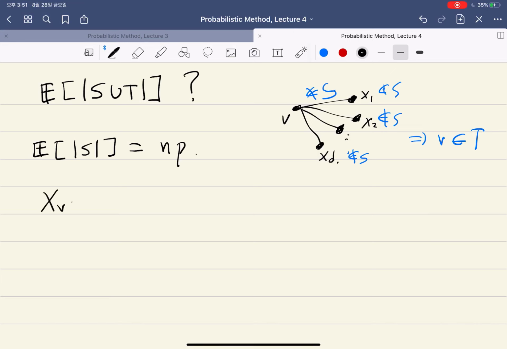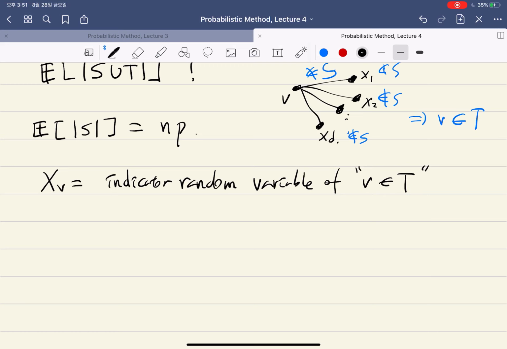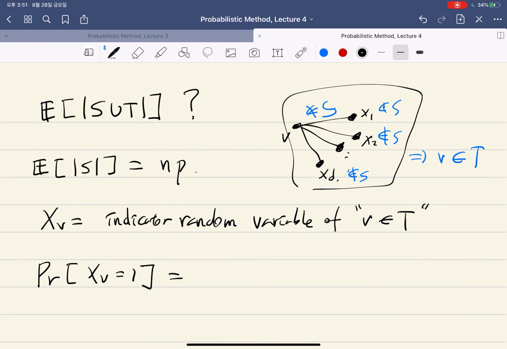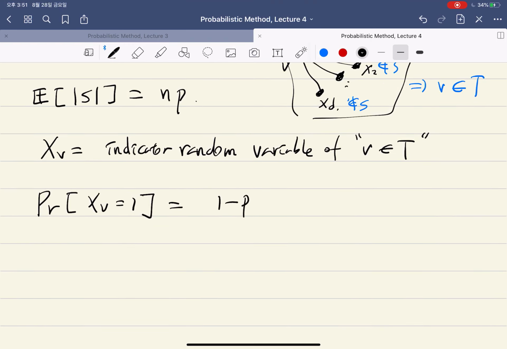Again, let's say that xB is the indicator random variable, which is 0 if B is not in T, and which is 1 if B is in T. Then, what's the probability of this event? xB is 1 only when all of these are not in S, which are all independent events. This happens with probability (1 minus P) to the power of degree of V plus 1.